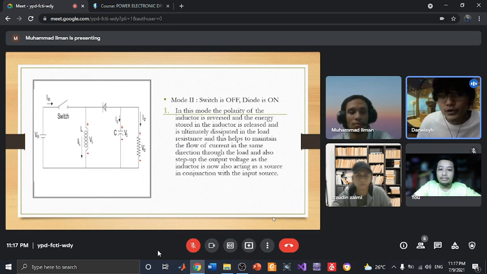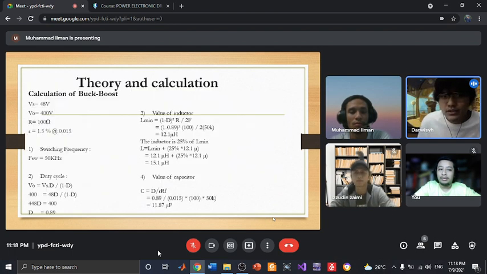Okay, for the second mode, switch is off and diode is on. In this mode, the polarity of the inductor is reversed and the energy stored in the inductor is released. And the load resistance helps to maintain the flow of the current in the same direction through the load and also steps up the voltage as the inductor is now also acting as a source in conjunction with the input source.